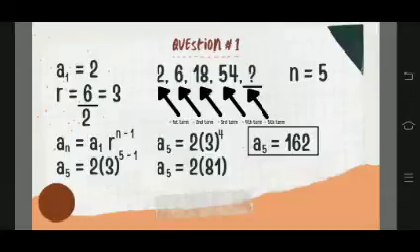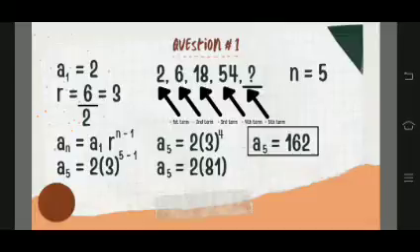We already discussed the nth term, or the formula that enables us to find any term within the sequence. The nth term of a geometric sequence is a of n equals a of 1 multiplied by the ratio raised to n minus 1.